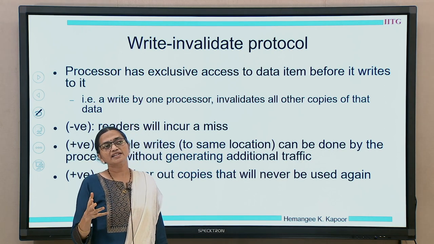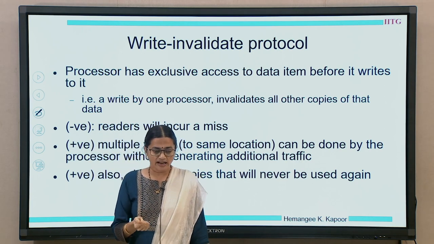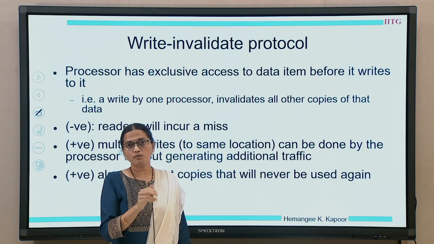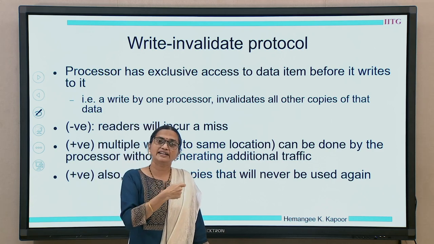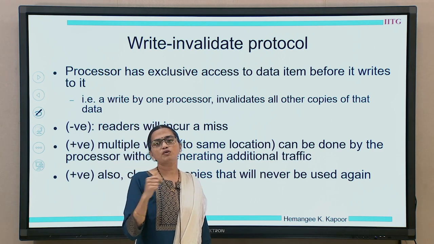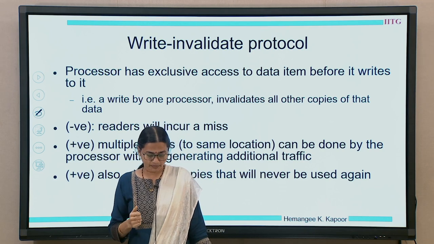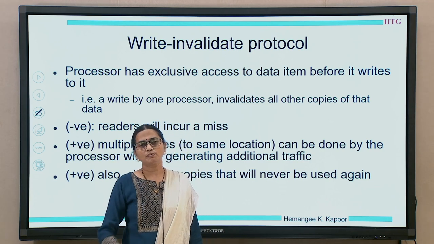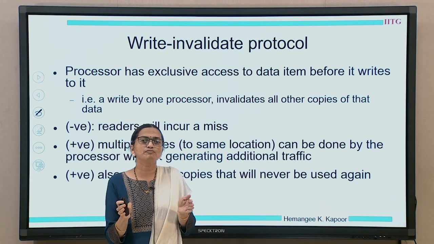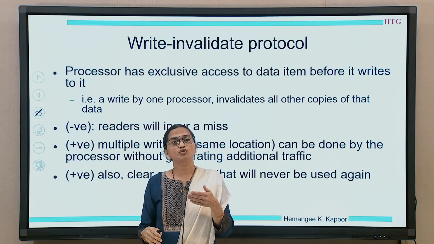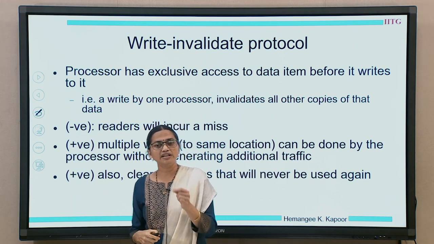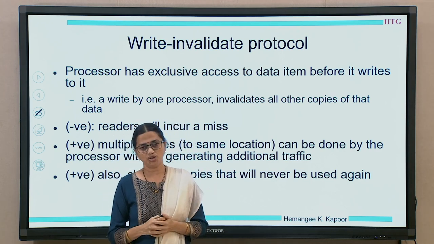The negative side of this particular design decision is that if there are other readers in the system, future reads to this block will incur a cache miss because this particular write has removed those data items. So, the new reader will incur a cache miss and will again have to go out to read the block. But the positive aspect of this protocol is that once a cache invalidates other copies, it has exclusive permission and it can continue to write on this. So, multiple writes can be done locally without going on the interconnect. So, we save on the interconnect bandwidth and no additional traffic gets generated.